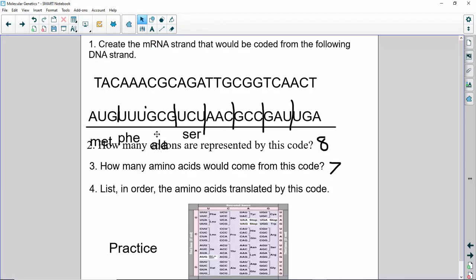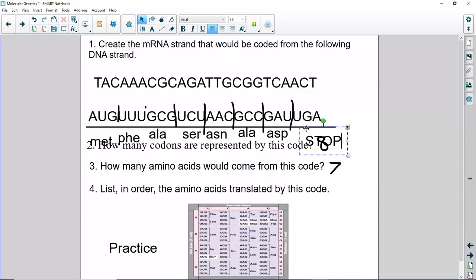All right, find AAC. This is how I do it. I look it up. I'm not a big one for ASN. GCC. Find GCC. There it is over there. GCC again. Alanine. Hey, we had that before. So notice the code for more than one. GAU. Right there, and UGA, STOP, stop. That really is it. That's how you do it.